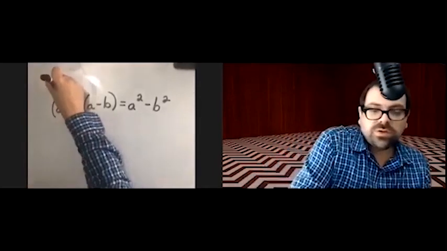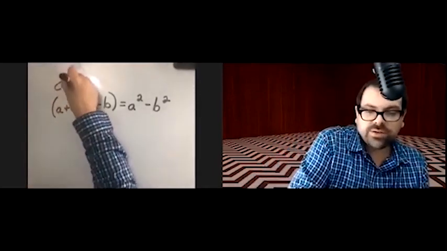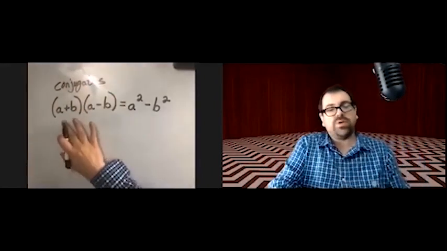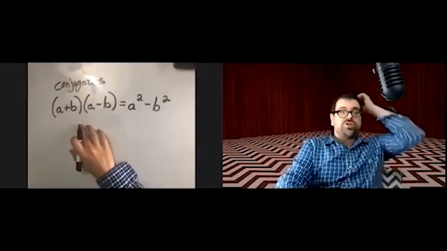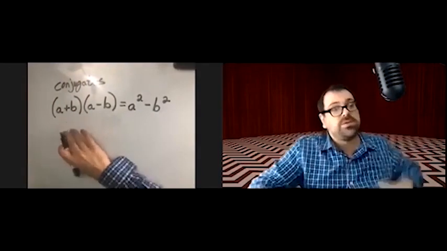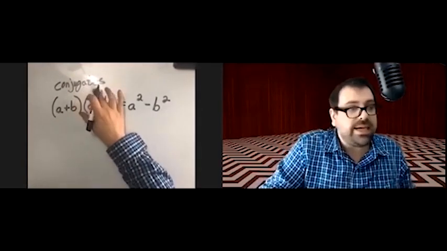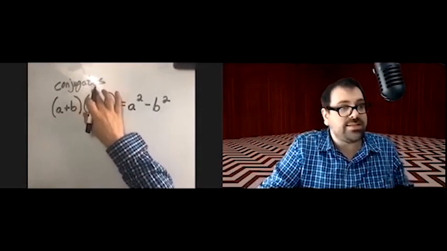These are called conjugates. Conjugates are what we have, and we have two terms, and we just change a plus in the middle to a minus in the middle. Conjugates. C-O-N-J-U-G-A-T-E-S. I know the E is in the light spot.